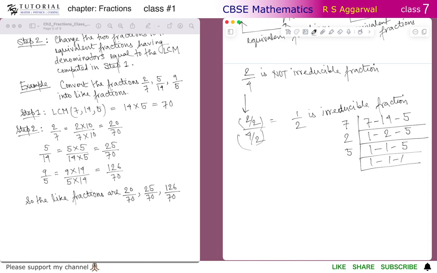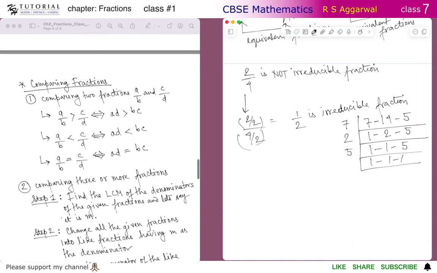Similarly, to convert 5 by 14 to its equivalent fraction so that the denominator is 70, we have to multiply both the numerator and the denominator by 5, and it becomes 25 by 70. Similarly, 9 by 5 becomes 126 by 70. So now we see we got three equivalent fractions where all the denominators are the same, which is 70. So the like fractions are 20 by 70, 25 by 70, and 126 by 70. This is how you convert a collection of given unlike fractions into like fractions.